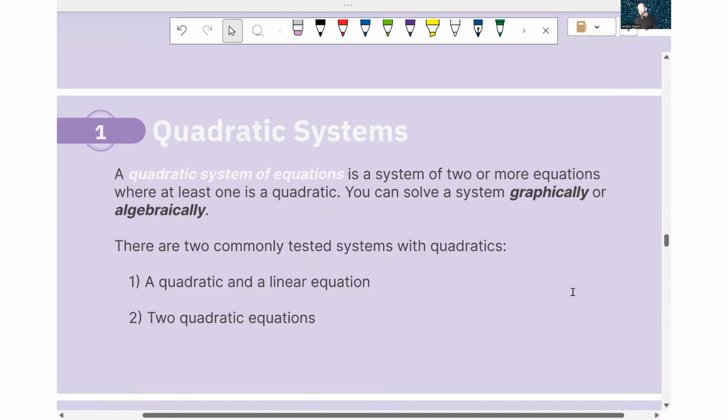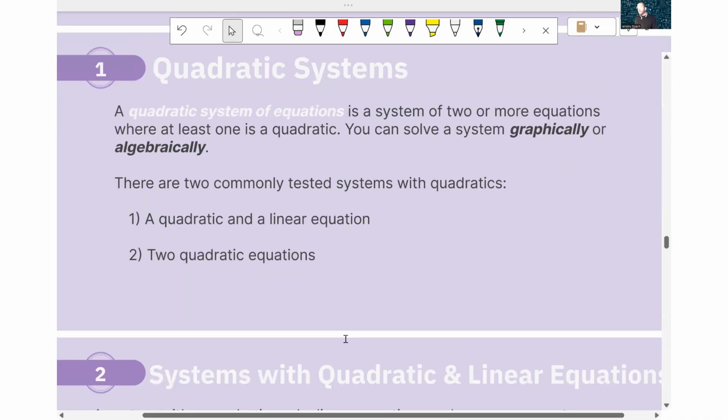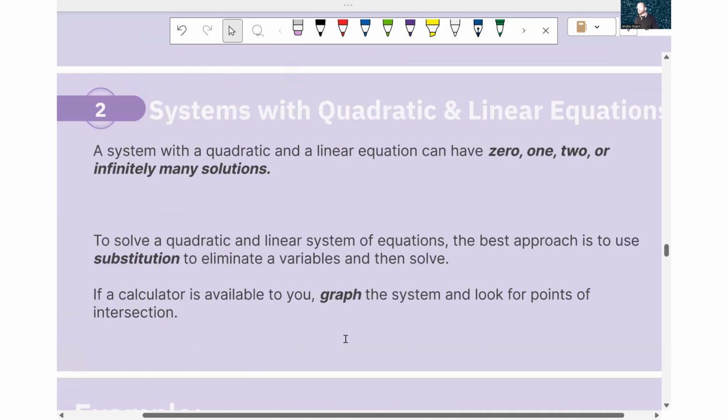So a quadratic system of equations is a system of two or more equations where at least one of them is a quadratic, and you can solve them either graphically or algebraically. Now, given that you get to use the Desmos graphing calculator on the SAT test, definitely I would say to do that method for these. But we are going to go over still how to graph these both with and without the calculator.